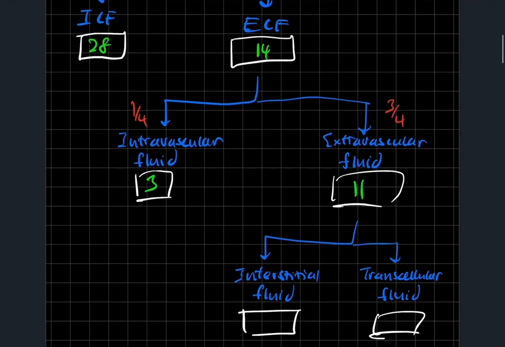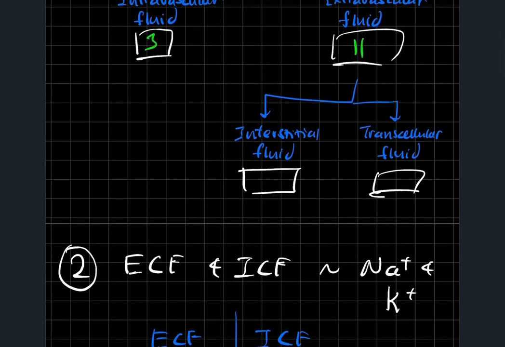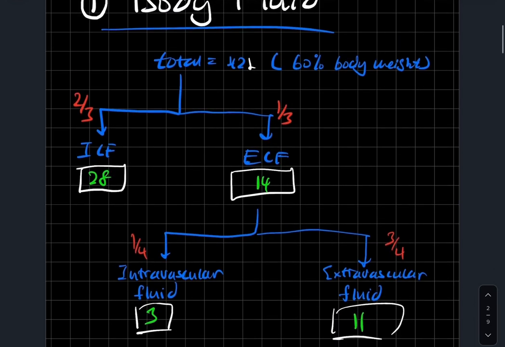And from the extravascular fluid, we can also separate it into the interstitial fluid and the transcellular fluid, which, if we were to put in the numbers, will be about 10.5 liters and 0.5 liters. So that covers the first concept of body fluid.